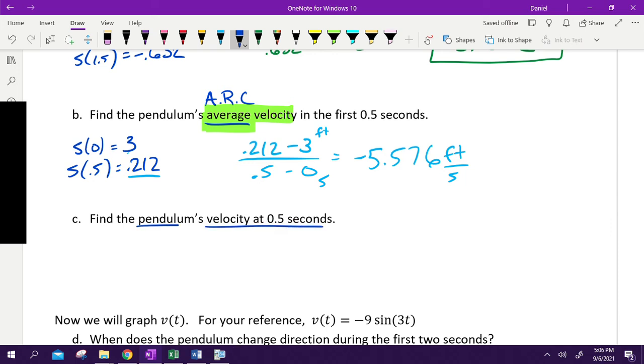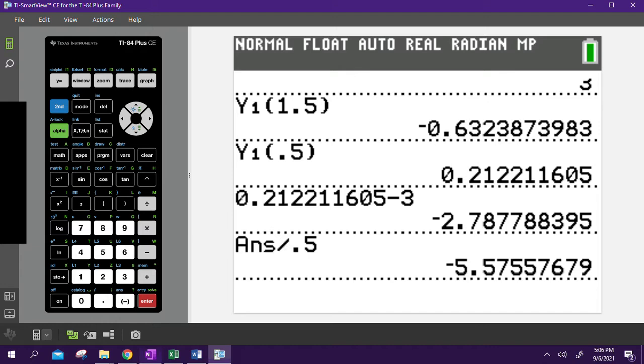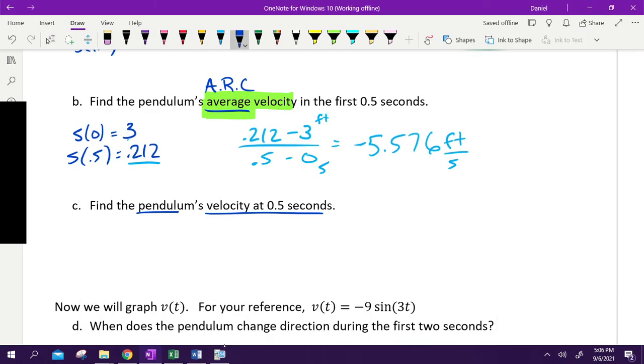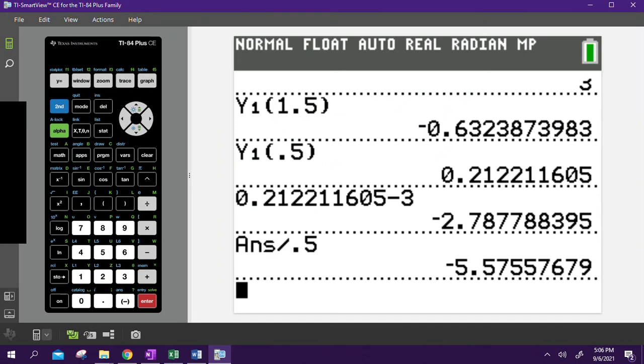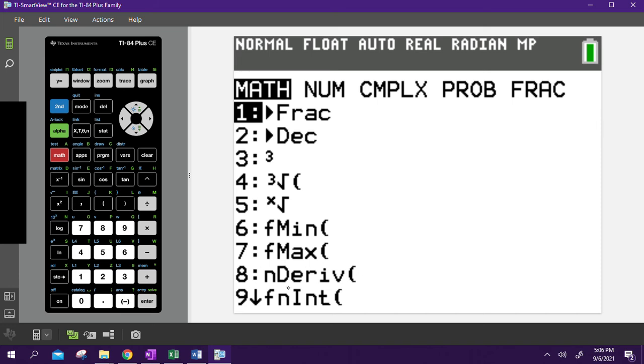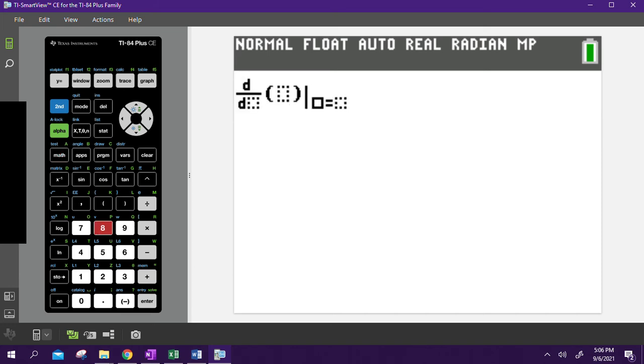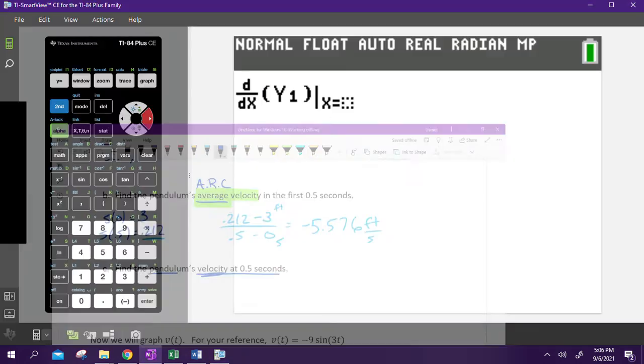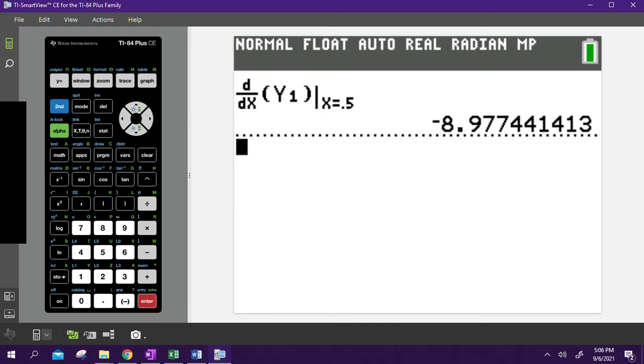Find the pendulum's velocity at 0.5 seconds. Okay, well, we can do that. We want to know velocity, and they gave me position. Remember how to do that in our calculator. We're going to go math 8. Let's try it again. Math, and I'm going to go down to number 8, numerical derivative. So math 8, it's dx. I'm going to go alpha F4 Y1, that equation that is my position equation, and I'm going to find the derivative at 0.5 seconds, so I'm going to plug in 0.5 right there. I type it in, I hit enter, negative 8.977.